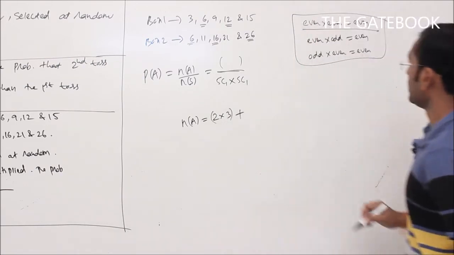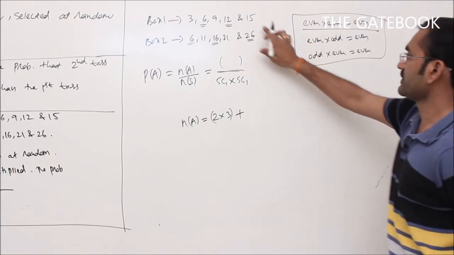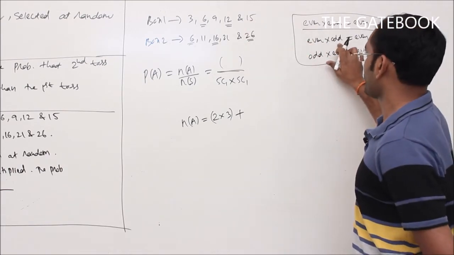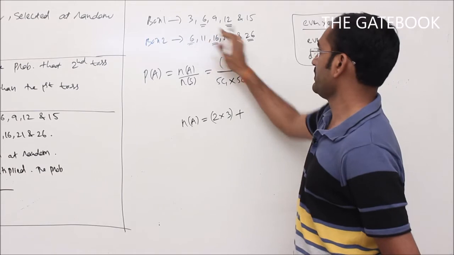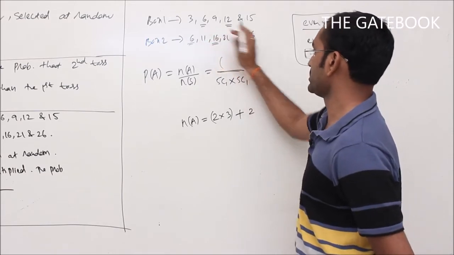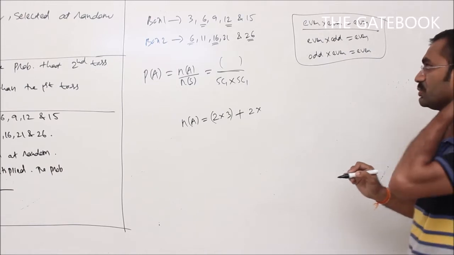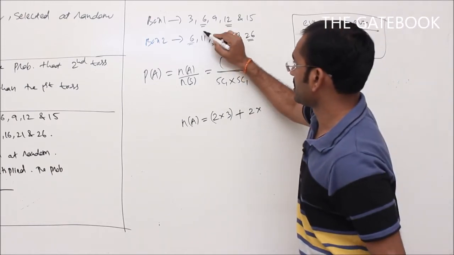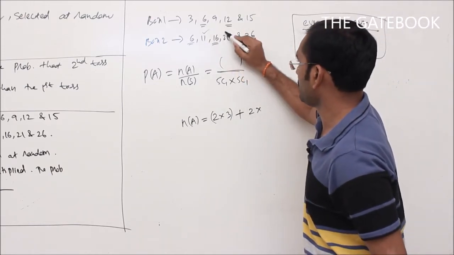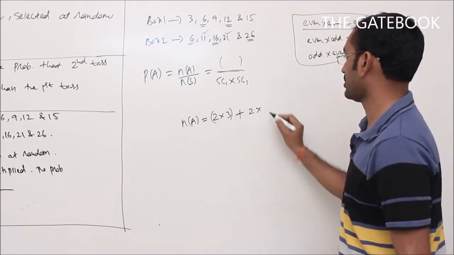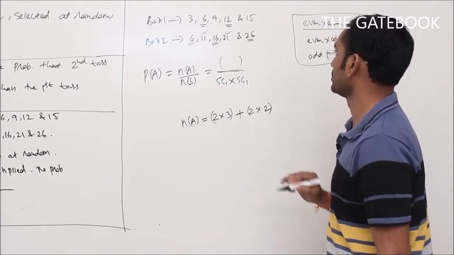Plus, next taking even from box 1 and odd from box 2. So 2 numbers are even here, 6, 12, into odd numbers. What about odd numbers from box 2? We get odd numbers 11, 21. Only 2 numbers are odd. So 2 into 2 will get 4.